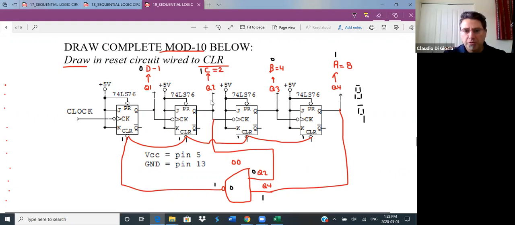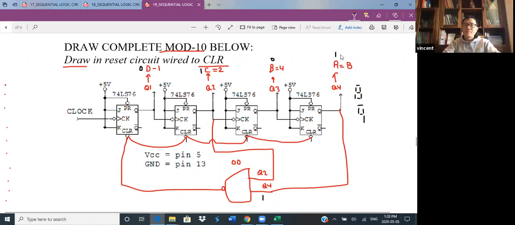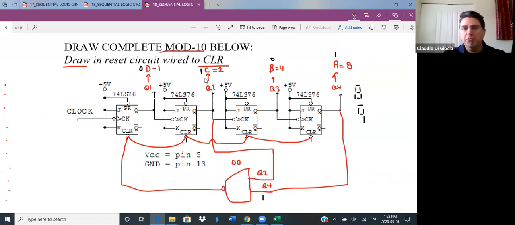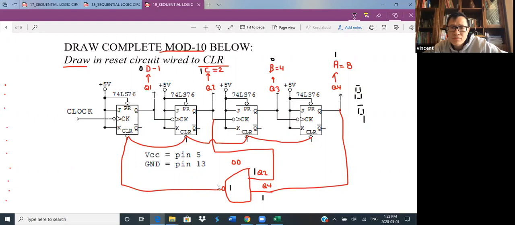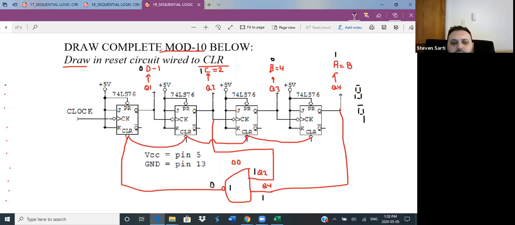So now what's going to happen? This guy here, Q2, is a 1. Let me get rid of this. And these guys here as well. And take it one step at a time. So now, my Q4 here is a 1. My Q2 here is a 1. A 1 and a 1, the output of an AND would be 1. Inverted is a 0.